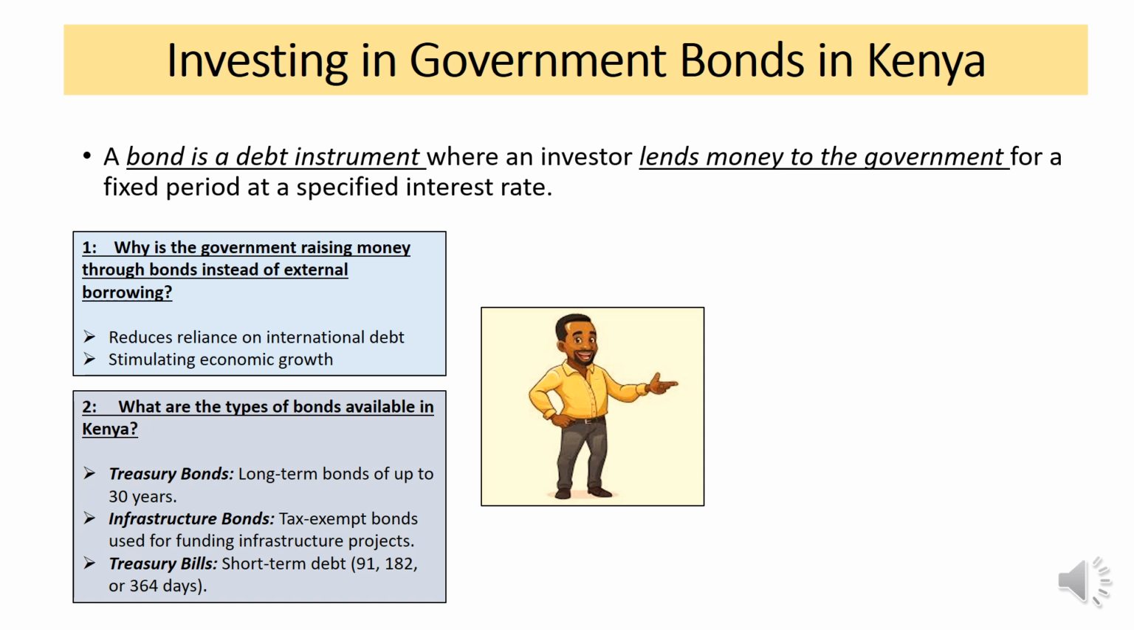So when you go to buy a bond, you have to first sit down and decide which type of bond you want. Are you ready to wait for up to 30 years when you decide to buy treasury bonds, or do you just want to buy a treasury bill that has a short-term duration? That is a choice that you have to make.